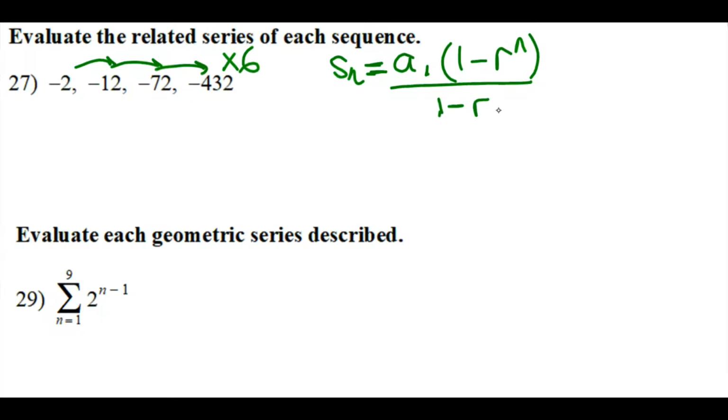So again, we're just going to plug in what we need. A1, that's easy. That's the first term. R is this number. It's what's happening. It's the pattern. And n is the number of numbers. So 1, 2, 3, 4. There are 4 numbers.